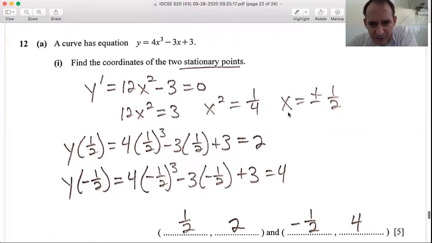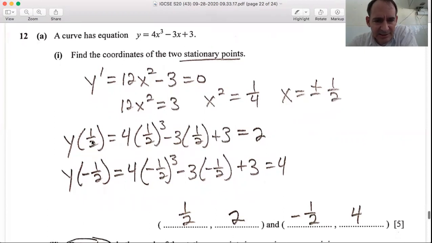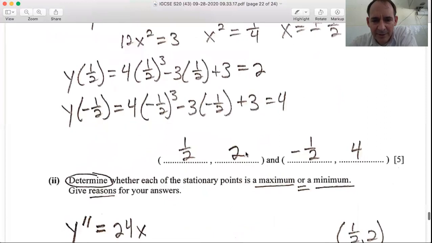So this is going to occur at 1/2 and -1/2. Now we need to find the y part of the coordinates. So we plug the x part into our original function. So 4 times 1/2 cubed minus 3 times 1/2 plus 3. Calculate all that out and you're going to get 2. If you plug in a -1/2 and calculate it out, you get 4. So 1/2 and 2 is one stationary point, and -1/2, 4 is the other stationary point.